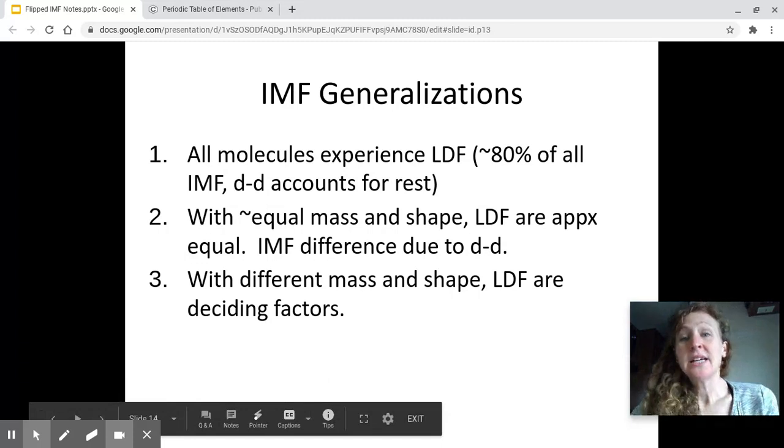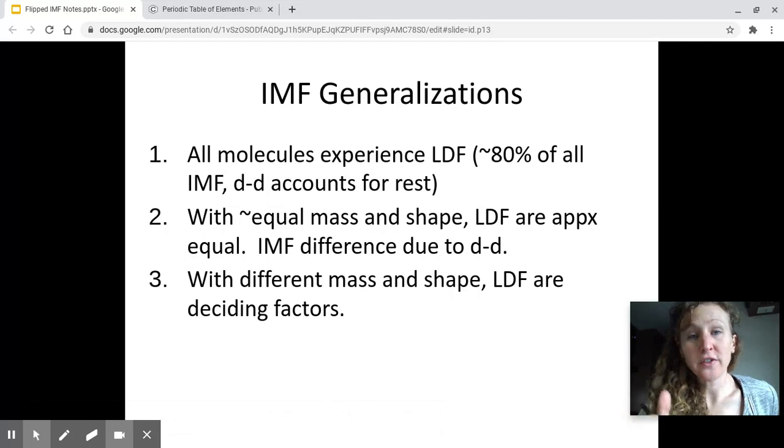All right, so let's generalize intermolecular forces here. So first of all, molecules experience London dispersion forces. In fact, about 80% of all intermolecular forces are due to London dispersion forces. So if they ask you what kind of intermolecular forces are present, the very first thing you should list is London dispersion forces for every molecule. Dipole forces then account for the rest of intermolecular forces.